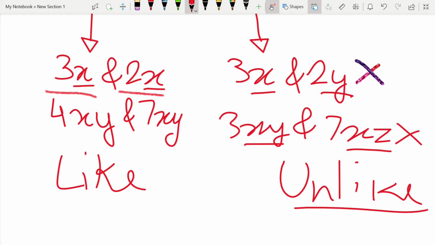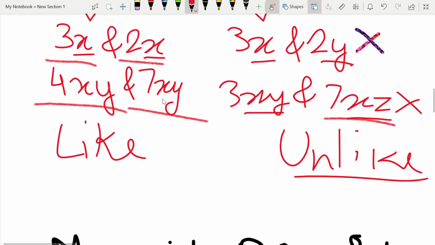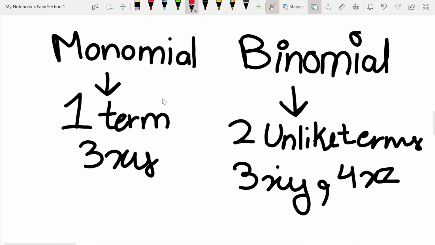However, if you have 3x and 2y, they're unlike terms and not like terms. If you take 4xy and 7xy, they're also like terms. But if you take unlike terms, you can take 3xy and 7xz, which are not like terms, meaning they are unlike terms. Let's zoom out a little bit.